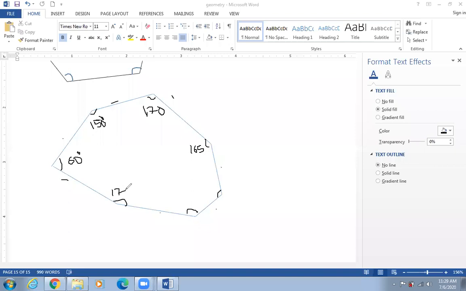175, 155. This is x. Tell me, what is the sum of interior angles of a heptagon? 900. Add all these and get the value of x. So the sum of angles of a heptagon is equal to 900. Add all of these and get the answer.